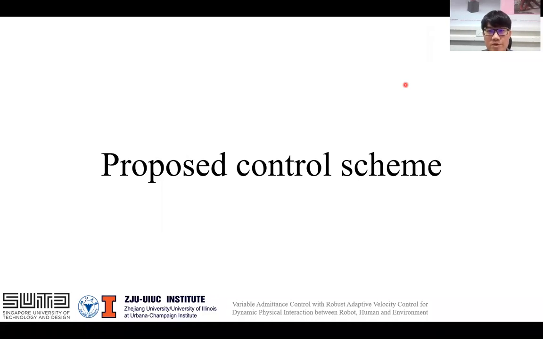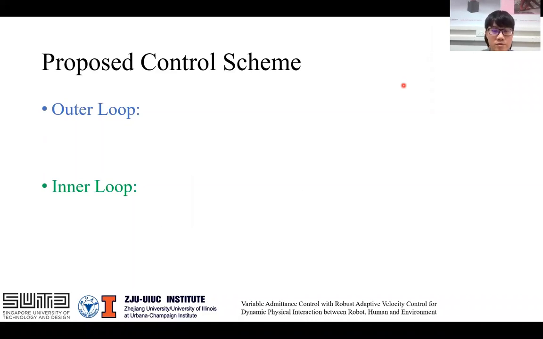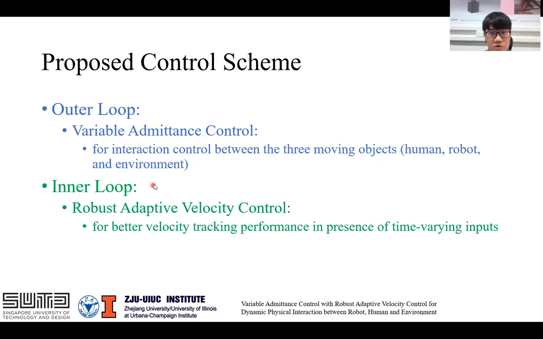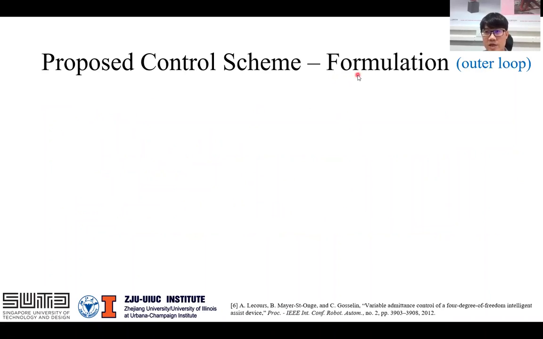So next is our proposed control scheme. In our controller design, we have two loops. One is the outer loop, where we use a variable admittance control for interaction control between three moving objects: human, robot, and environment. And in the inner loop, we have a robust adaptive velocity control. The goal for this is quite traditional: better velocity tracking performance in the presence of time-variant signals. So this is the overall idea, and let's dive in for more formulation.